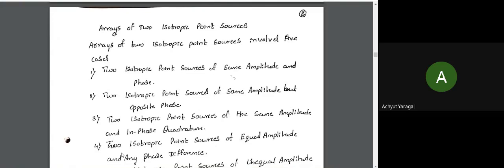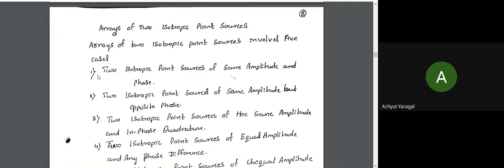So in this area of two isotropic point sources, we have five cases which we have to understand clearly. If you understand the first case, it is very easy for us to proceed with the second case, third case, and fourth and fifth case.